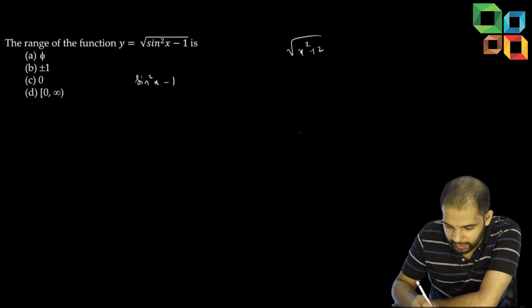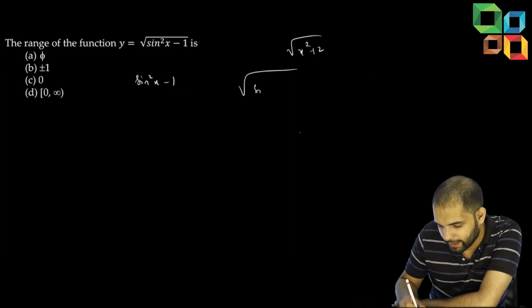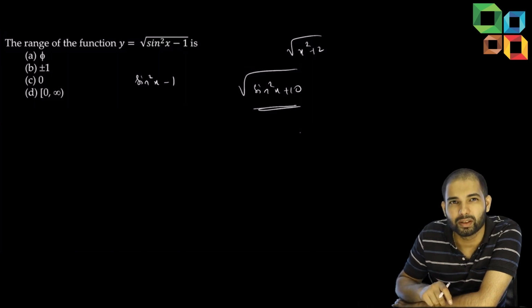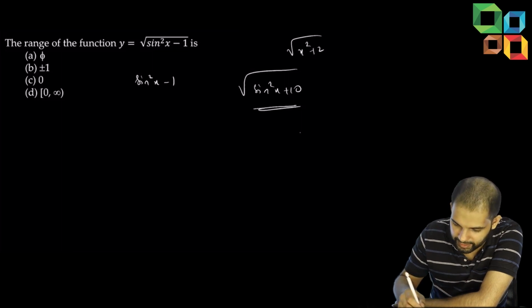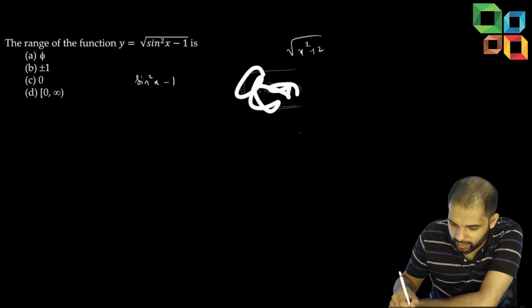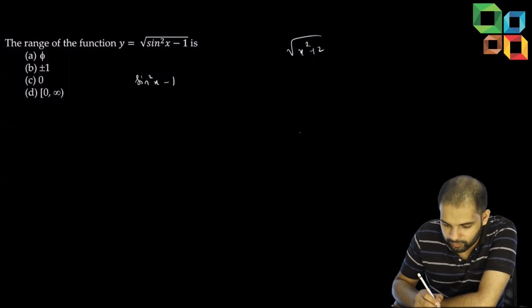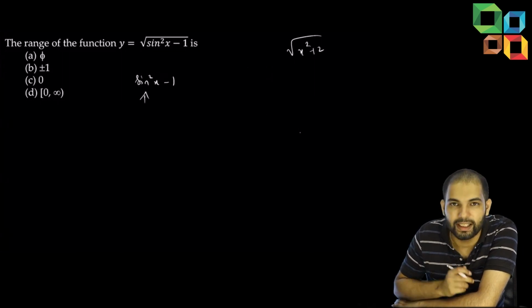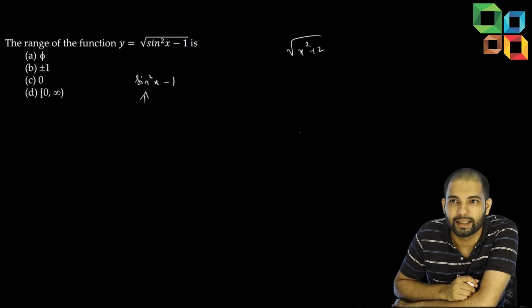Only thing is, if I had given you sine square plus 10, there's nothing to check, even if it's a square root, because it's always a positive number inside. But now there is something minus here, and it is only minus 1. So I need to check. Can you tell me what values sine takes?